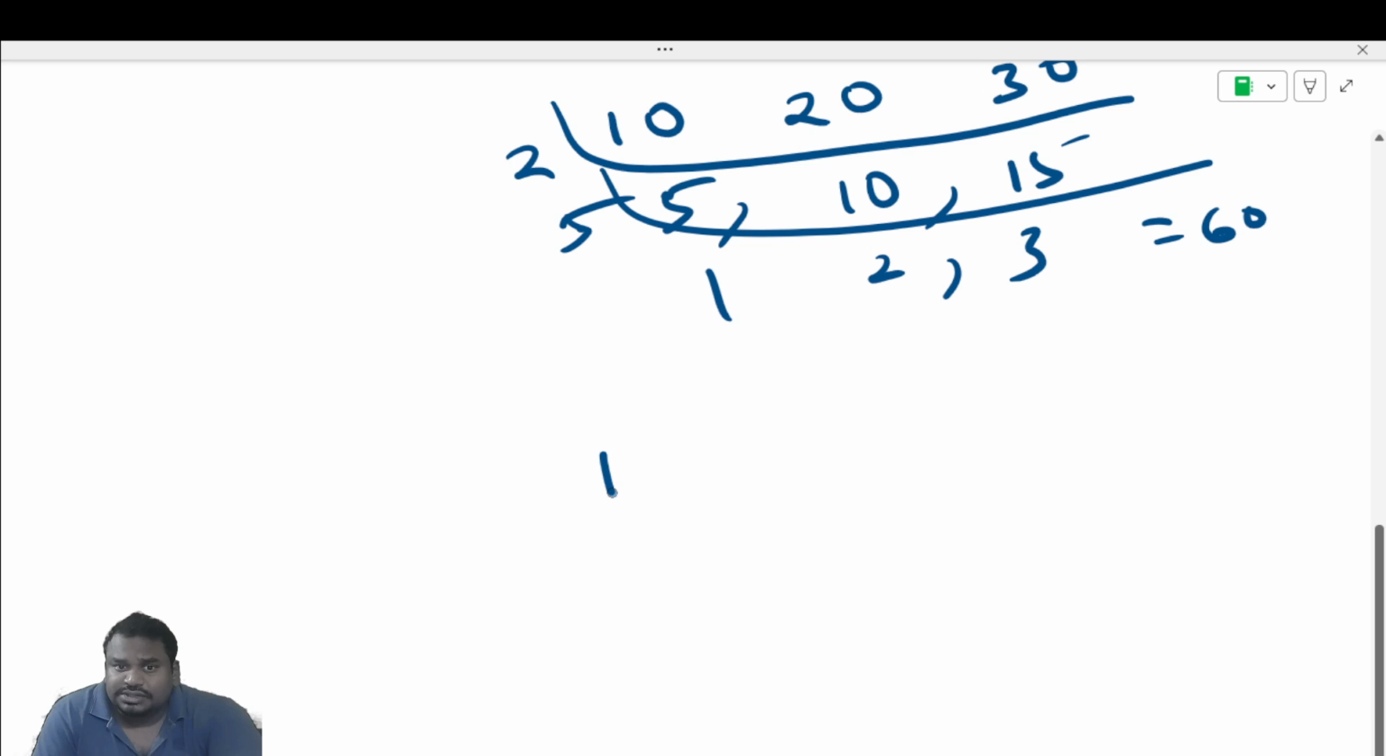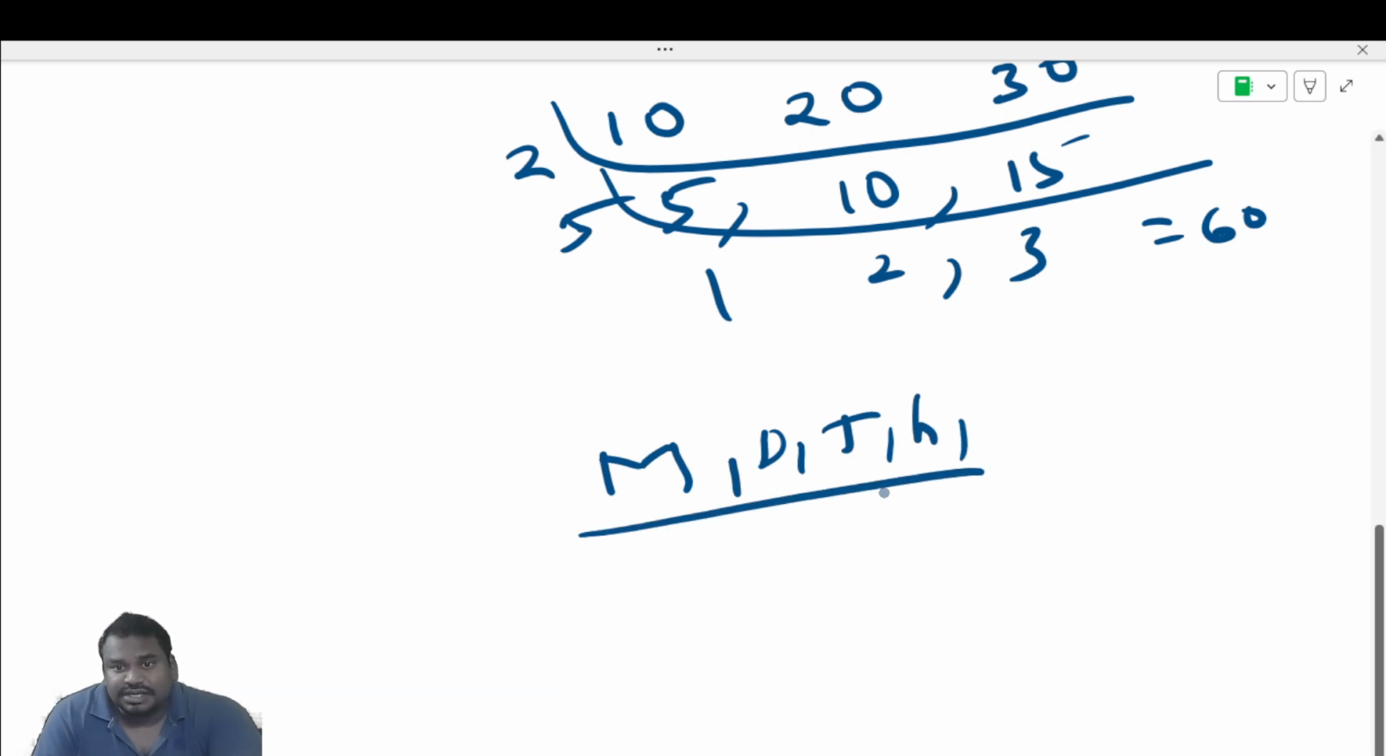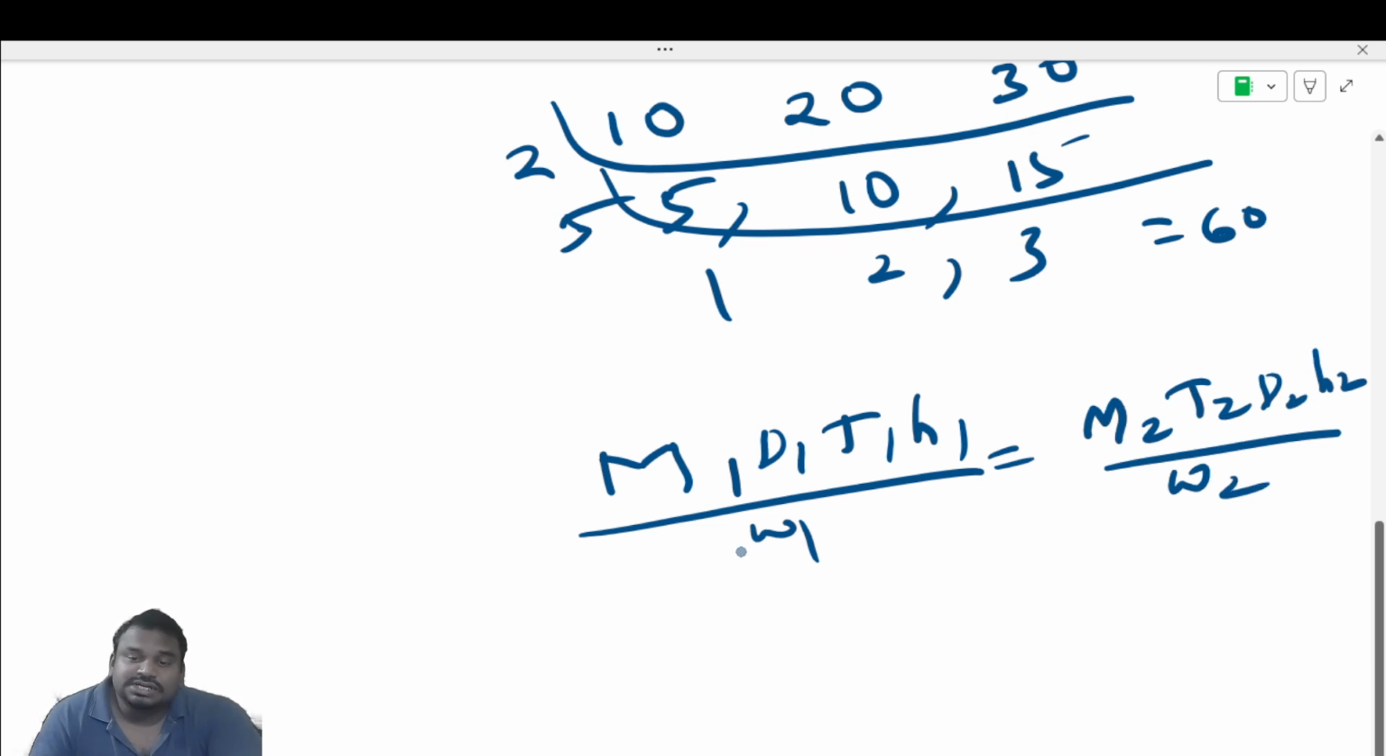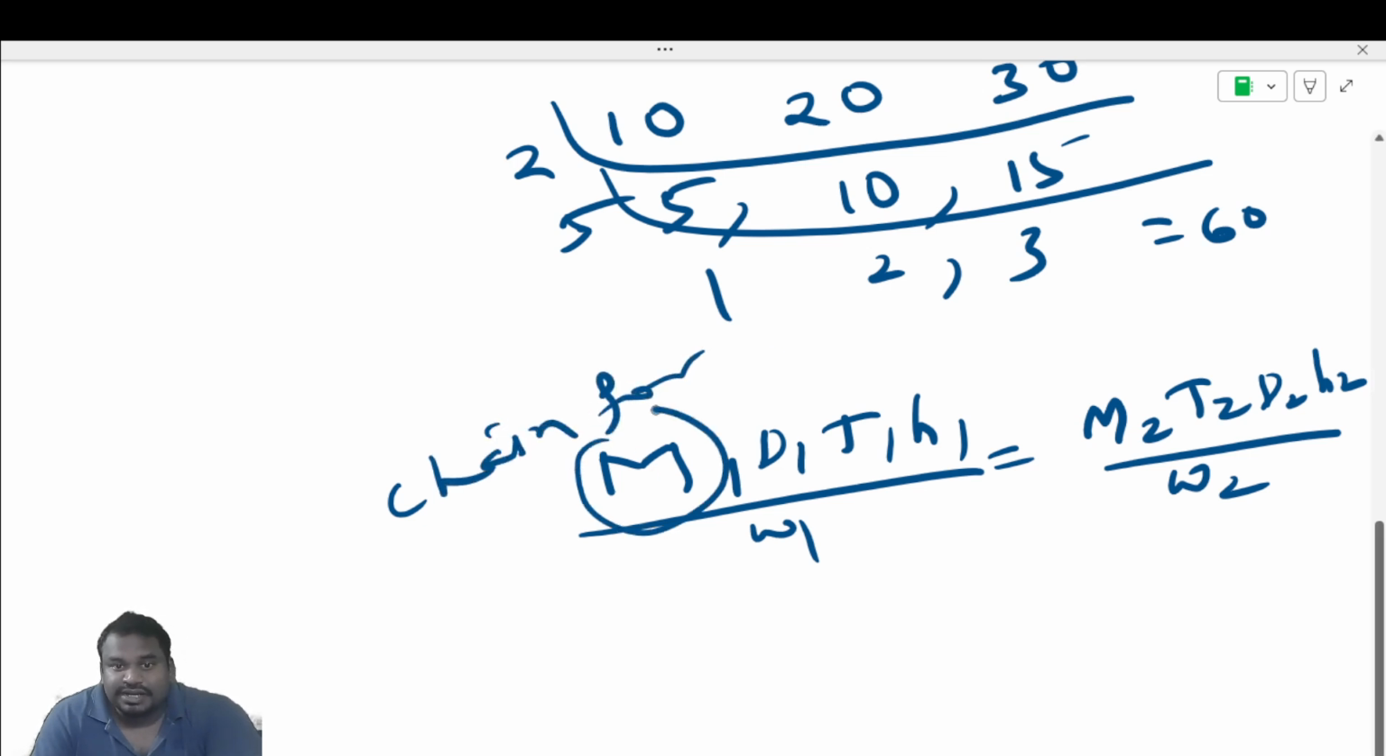And one more thing I told you, the chain formula: M1 D1 T1 H1 by W1 is equal to M2 D2 T2 H2 by W2. This is the chain formula you can use for solving. In this, M is the number of men, and you can add women also here, there is no difference, men or women.